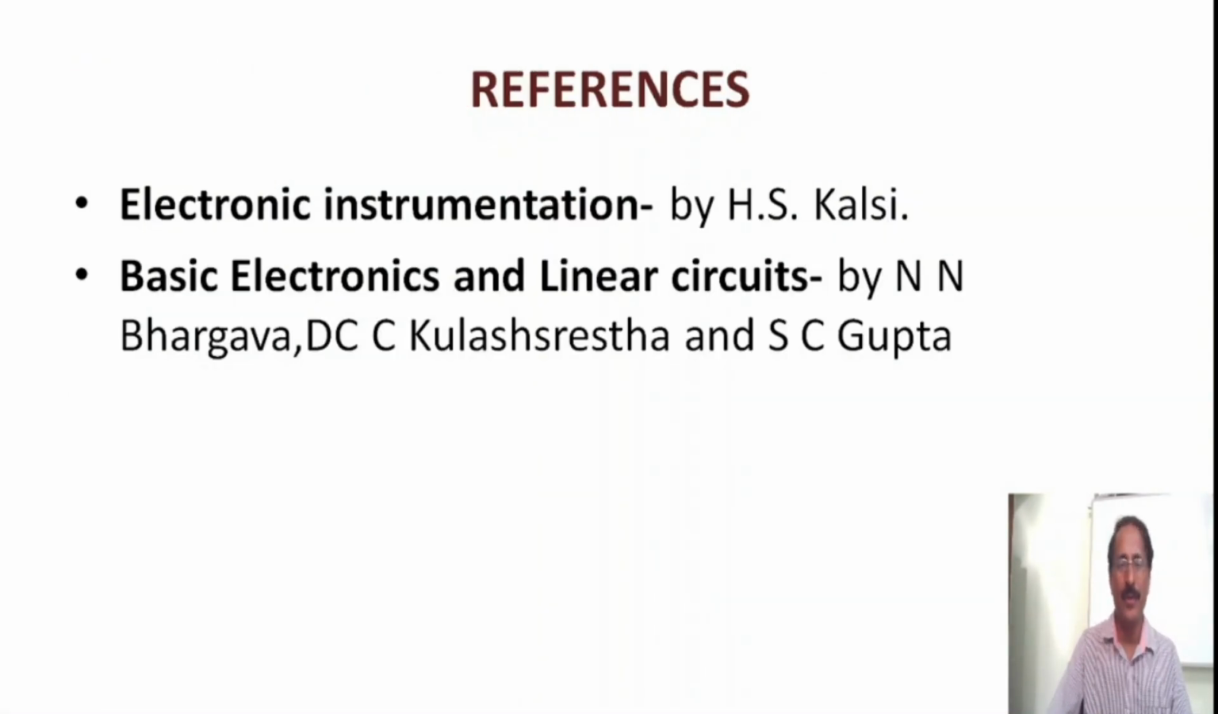This is all about the different parts of the cathode ray tube and also some parts of the CRO, that is the vertical amplifier and the horizontal amplifier. In the next session, we can see the other parts of the cathode ray oscilloscope.